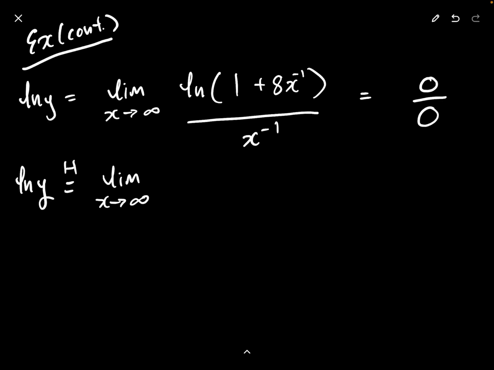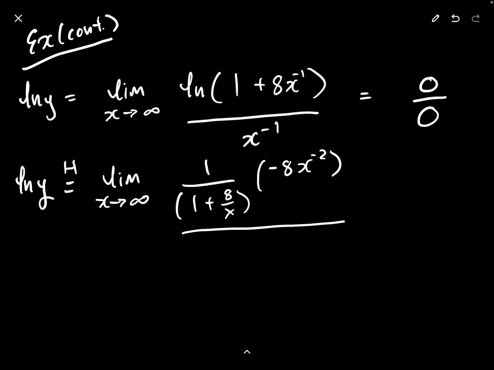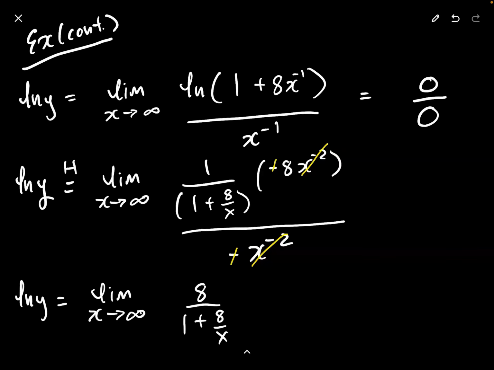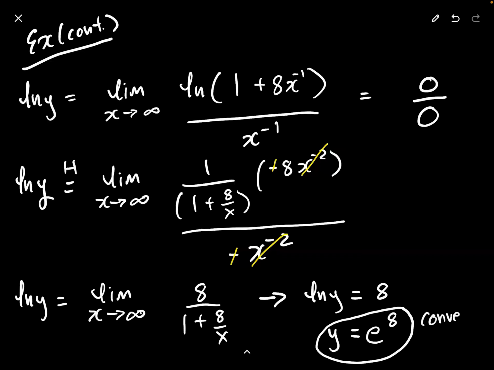The derivative of ln u will be 1 over u times u prime, and then the derivative of the denominator will be minus x to the minus 2. So the negative x to the minus 2 will cancel out in the top and bottom. So we have the limit as x becomes large of 8 over 1 plus 8 over x. Now when we plug in infinity, we'll have 8 over 1 plus 0. So ln y is equal to 8, so we can exponentiate to find y. Here we'll have e to the 8. So the sequence converges to e to the 8.